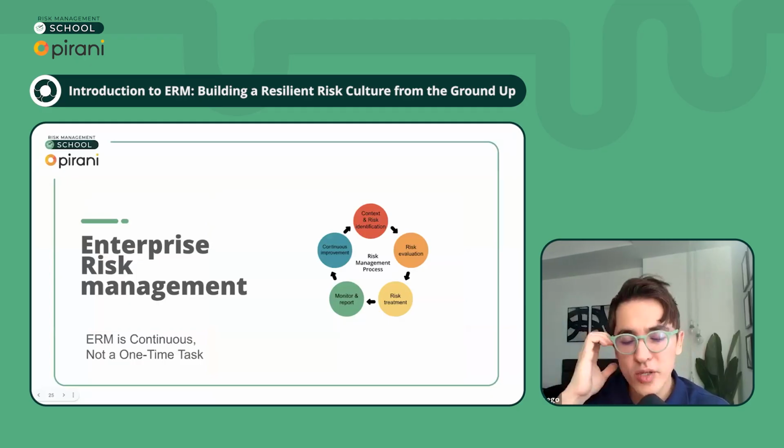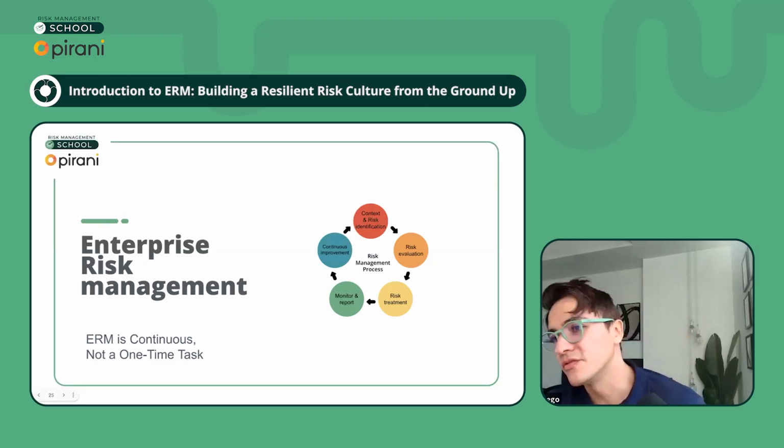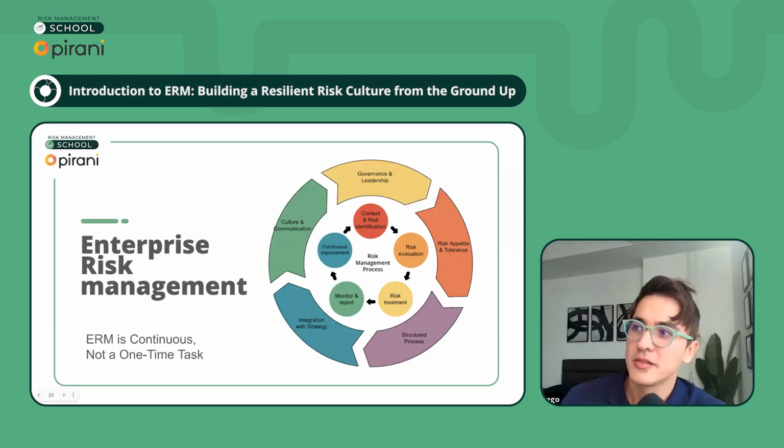So you're going to see this graphic in every single risk management tool, but trust me, it is important: the cycle of identifying the context of your company and the risks, doing the risk rating evaluation, doing the risk treatment, monitoring and reporting what's going on, continuous improvement, learning from your experience. So we add the second layer because this is risk management. But to understand the whole idea of enterprise risk management from the new perspective, this is the second layer of governance and leadership, risk appetite, a structured process, basically the circle in the middle, integration with the strategy, and cultural communication.